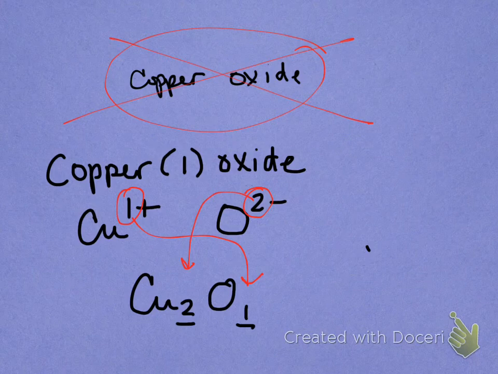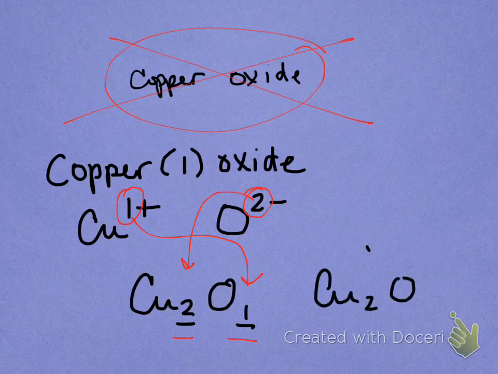Take your 4 minutes and we'll meet up back here. So we had done the crisscross. We've got our charges written down here. And of course we can simplify this. So we're never going to write a 1 as a subscript. That's the clarification. We never write a 1 as a subscript. So this is Cu2O. Okay. Copper 1 oxide is written as Cu2O.